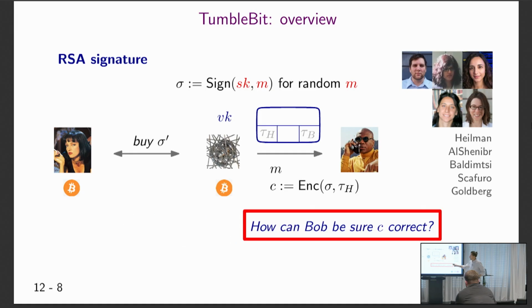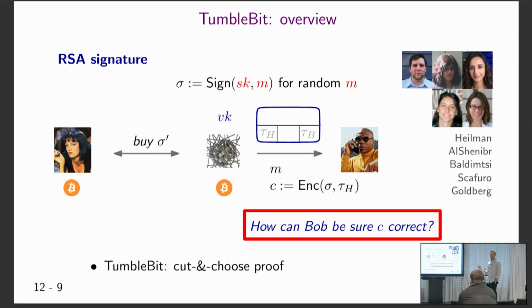Okay, but what about this side of the protocol? How can Bob be sure that C is correct, right? He has to rely on the fact that if ever he gets this signature sigma, he should get a signature tau on this transaction, right? He needs to be sure that that's really the ciphertext that the hub claims. And so for this, again, either you throw a SNARK at it, or in Tumblebit, they do a cut-and-choose proof.